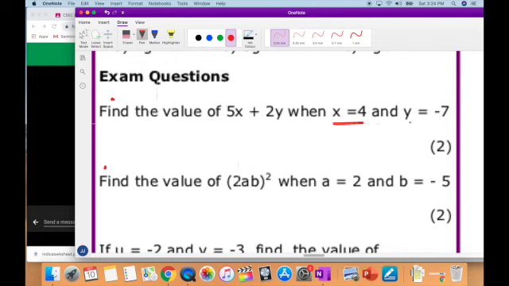X is 4, Y is negative 7. 5 in brackets 4 plus 2 in brackets negative 7. 20 plus negative 15.